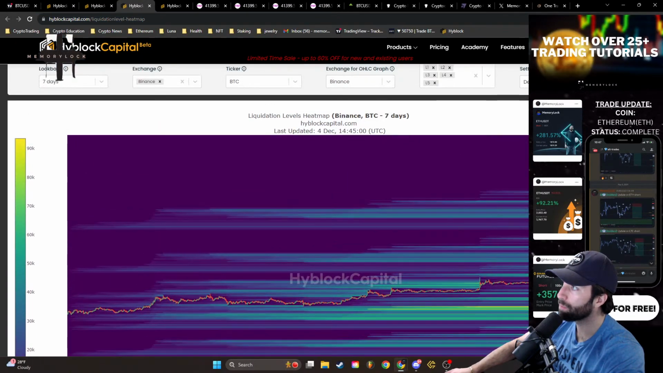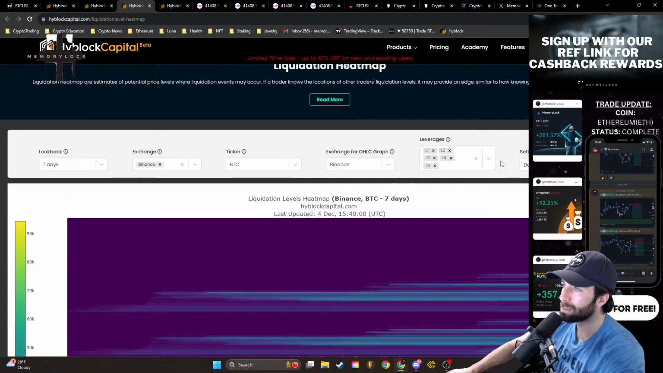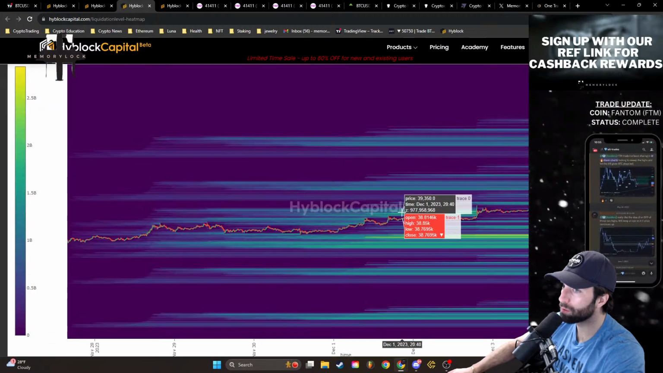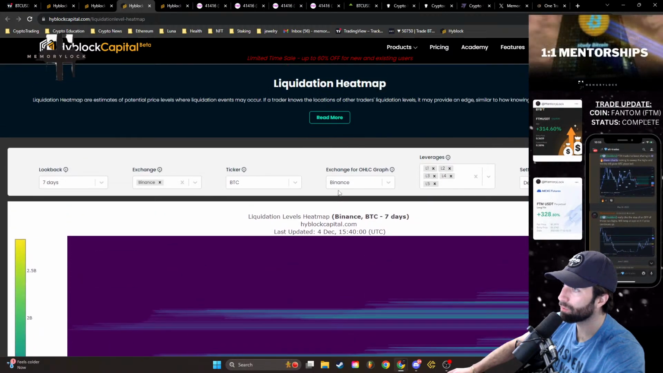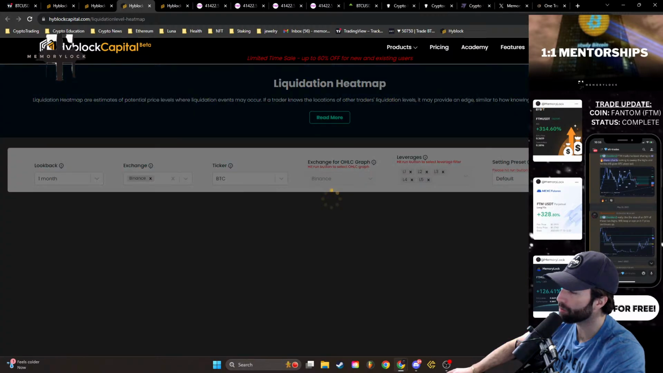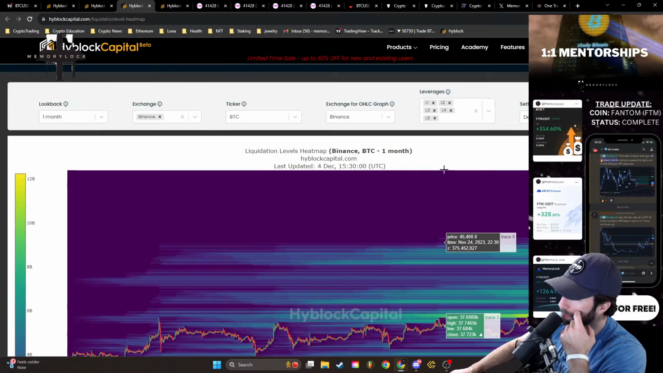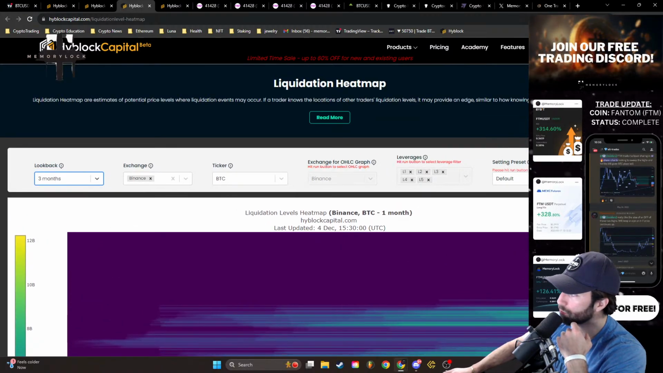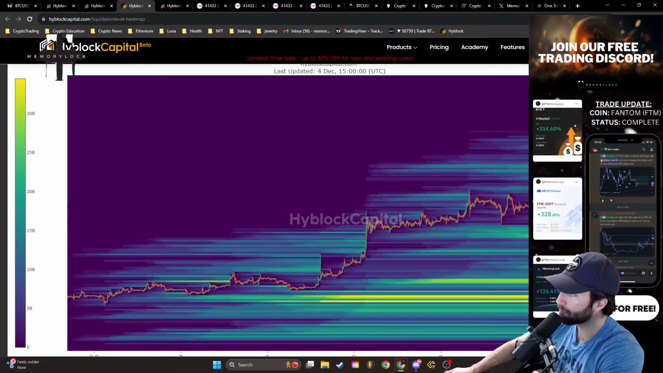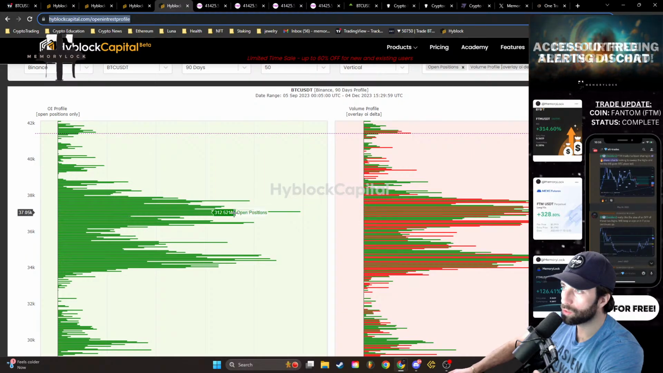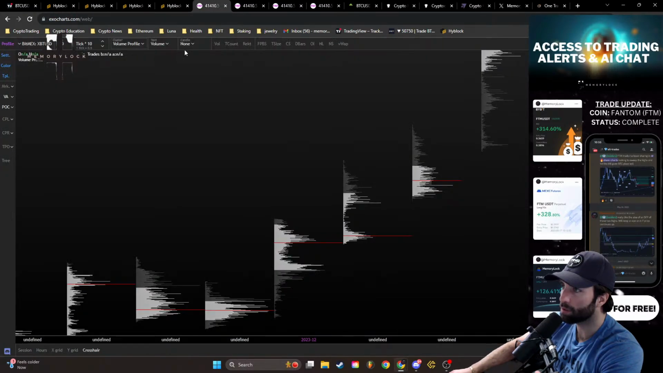Let's look at our heat map for the week. Again, I want to change this setting to max. They're on 37, not surprising. Let's look at the last month, down to 34. Let's look at 3 months. Yeah, 24, 33. Okay, open interest primarily around that 38, 37 level could act as support.